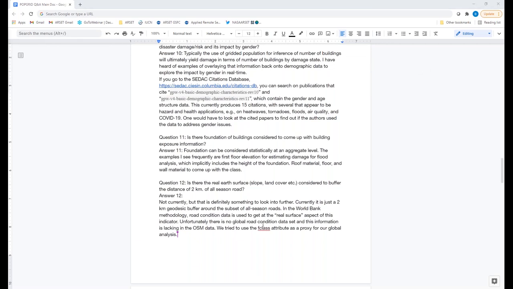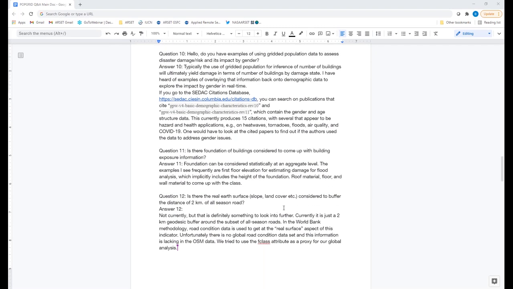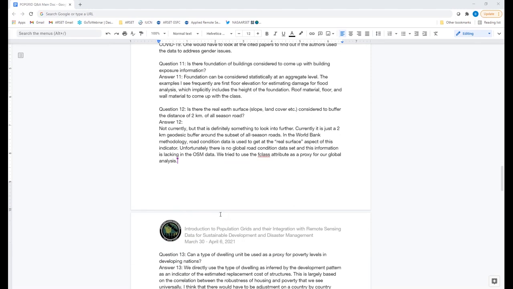And question 12: is the real earth surface, slope, and land cover considered to buffer the distance of 2 kilometers of all season roads? It looks like this is for you, Linda and James. Sure, I'll take it.